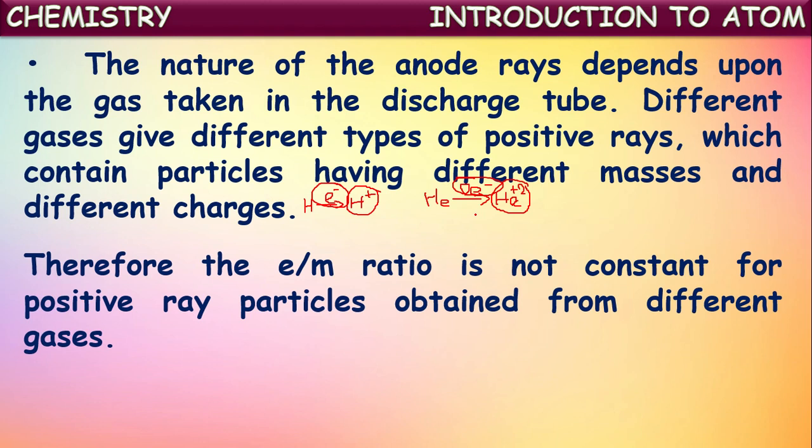Almost all the remaining properties are the same, just like the cathode rays, but in the opposite direction. Only this is different. The nature of cathode rays does not depend upon the gas taken in the discharge tube, but for anode rays it is dependent on the gas taken. Okay.